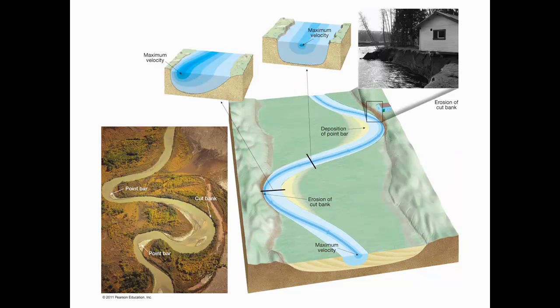So over time, the meandering channel will actually shift from one place to another because of the deposition on the inner bend and erosion on the outer bend, to the point that if you look at that photograph in the upper right-hand corner, that house is precariously close to the cut bank that's undercutting the foundation.